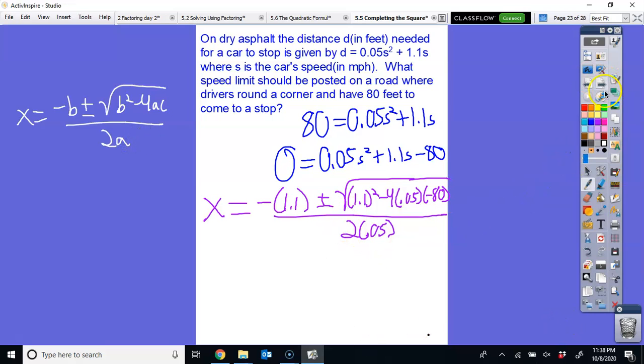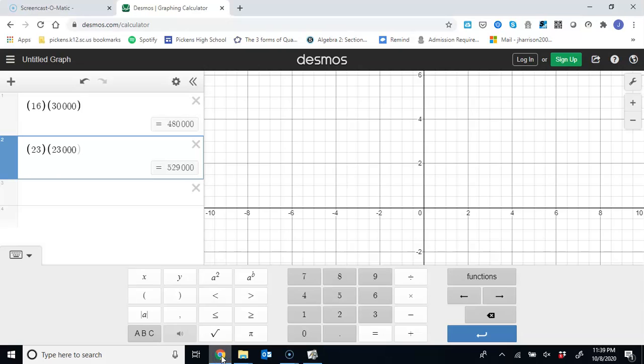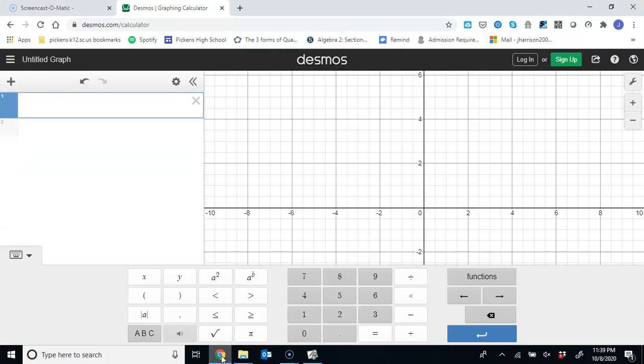And I plug in my numbers, and it looks really ugly. I know it looks really ugly, but this is negative 1.1 on the outside. 2 times 0.05 is going to be 0.1. And I got all this junk in the calculator. I may want to take out my calculator and put this stuff into the calculator. So let's look at that. That would be 1.1, and that is squared, minus 4 times a, which was 0.05, times c, which is negative 80, and that is 17.21.